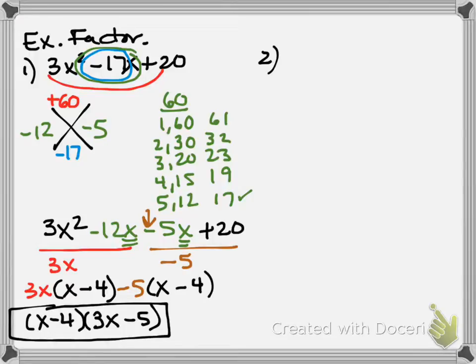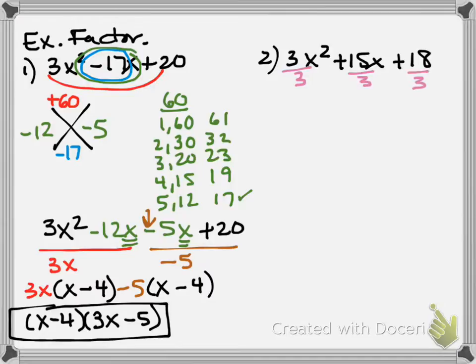All right, next one. Let's see. 3x squared plus 15x plus 18. All right, what do we need to do first? Number one thing, GCF. These all are multiples of 3. So we can start by factoring out the 3.